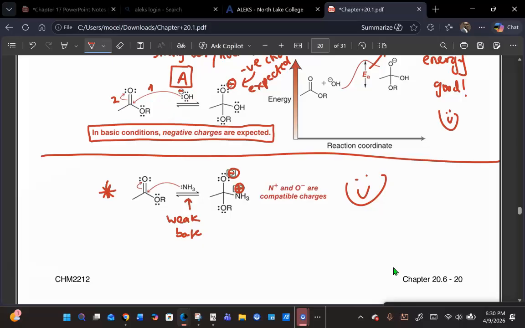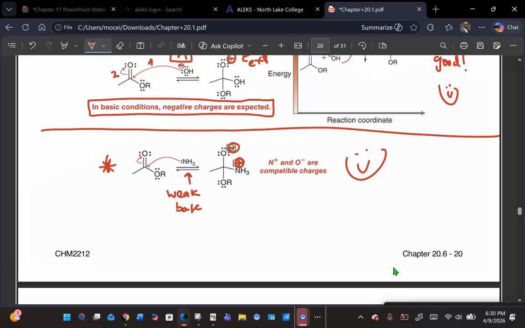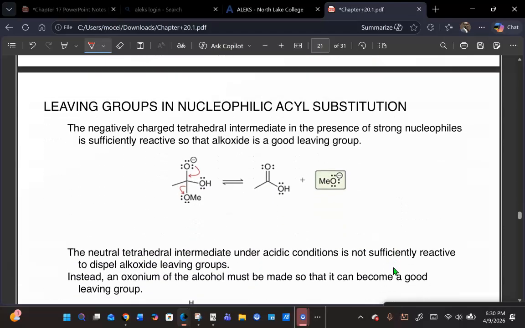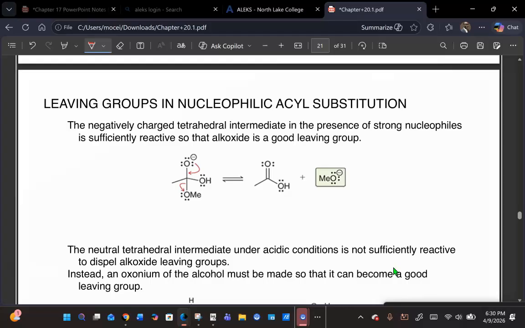If you're adding something like a Grignard to this ester, you don't need protonation. That's a very strong nucleophile. You start with an A step, then an E step, then you go from there. Now this is showing you the intermediate, how they collapse. You'd rather lose the OMe than the OH in this case. So the negatively charged tetrahedral intermediate in the presence of a strong nucleophile, we say, is sufficiently reactive so that the alkoxide becomes a good leaving group.